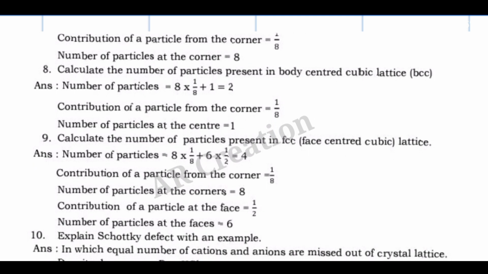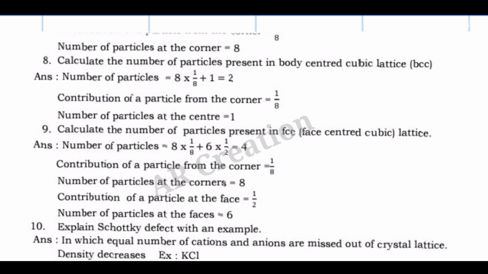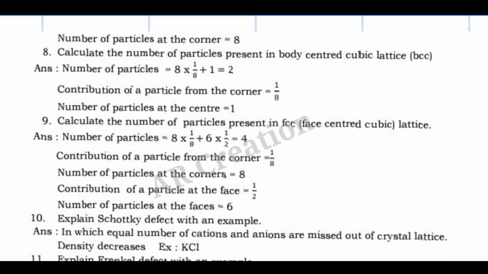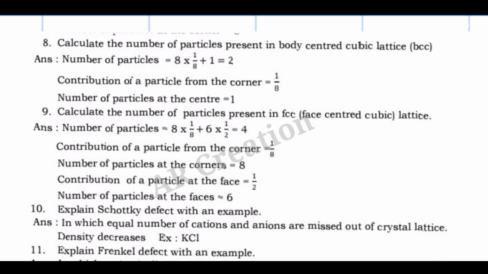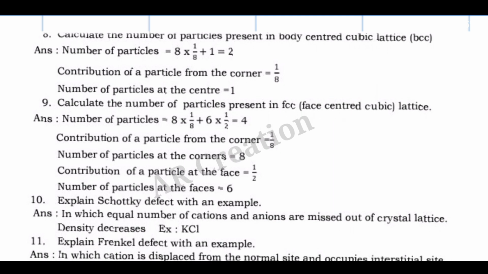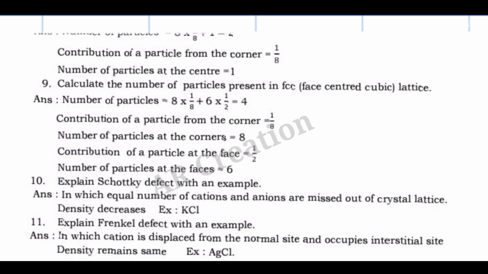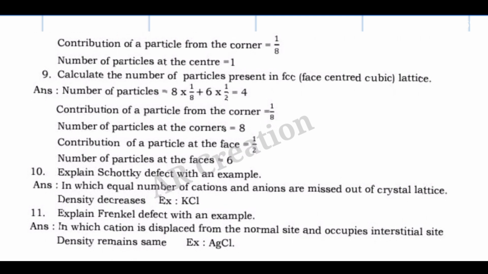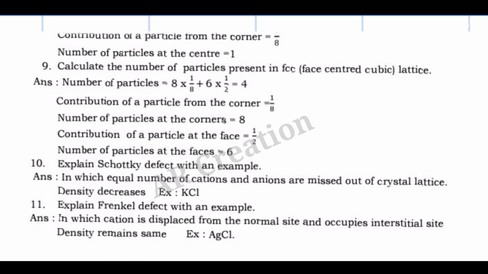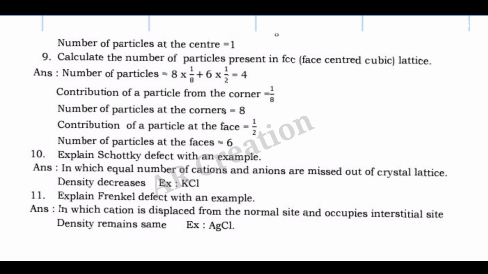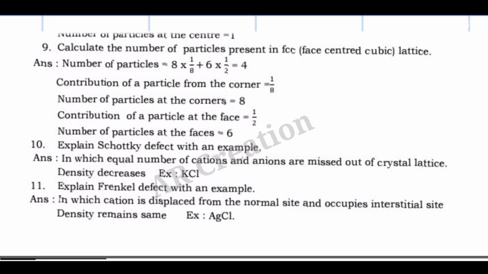Next question. Calculate the number of particles present in FCC, face-centered cubic lattice. Answer: Number of particles = 8 × 1/8 + 6 × 1/2 = 4. 1/8 is the contribution of a particle from the corner, and 8 is the number of particles at the corners. 1/2 is the contribution of a particle at the face, and 6 is the number of particles at the faces.